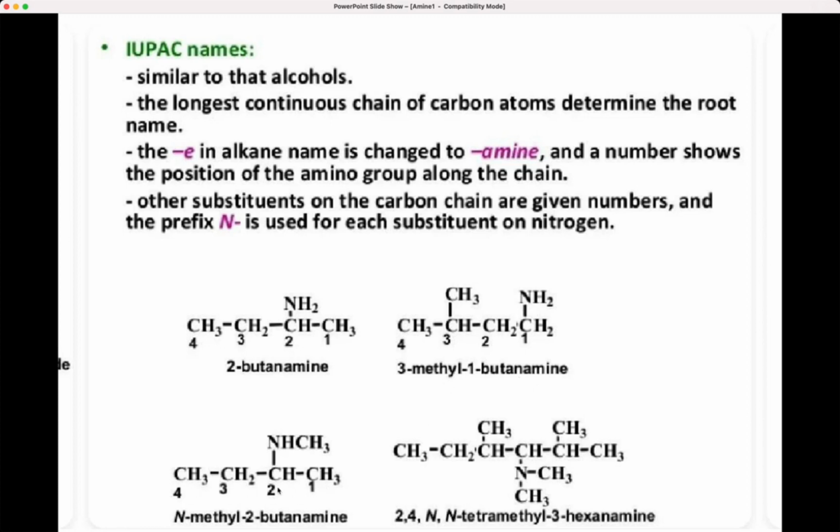In this case again, numbering 1, 2, 3, 4, second position NCH3. So N-methyl, this is methyl, then second position, 2-butanamine. Here also you can just number 2, 4, second position and fourth position, N,N. So with 2 sides we have, the prefix N is used to indicate each substituent on nitrogen. Here, tetramethyl, so 4 methyl groups are there, 1, 2, 3, 4. Then 3-hexa, 1, 2, 3, 4, 5, 6, hexaamine. So I hope you understood the IUPAC names.